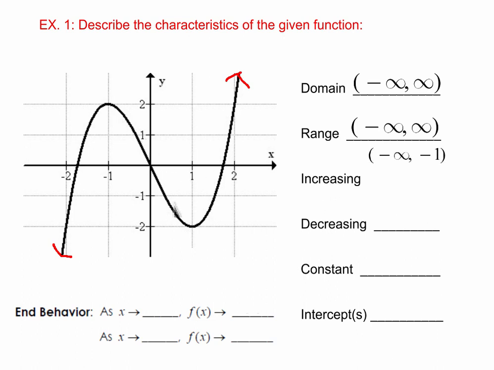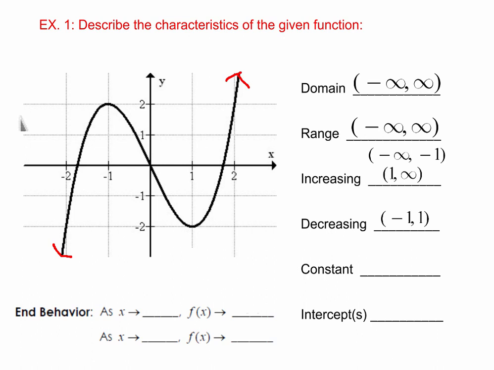Then it turns and goes down, and then it turns again, and now it's increasing from 1, and it's going to increase forever from there, so it's increasing from 1 to infinity. Now where is this graph decreasing? Well, it's decreasing from this point down to this point. So that's from -1 to +1.